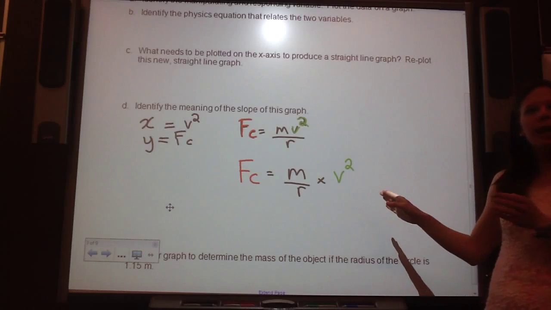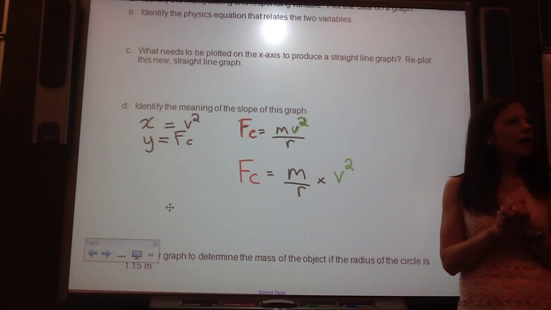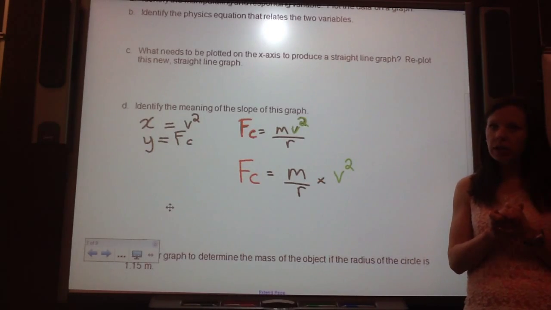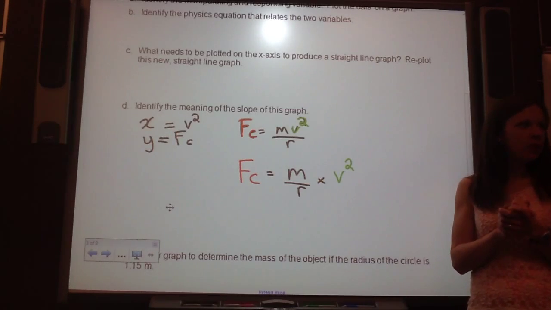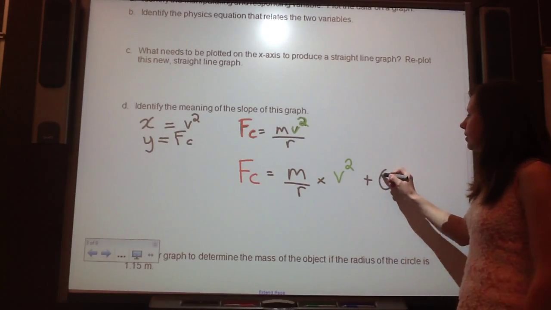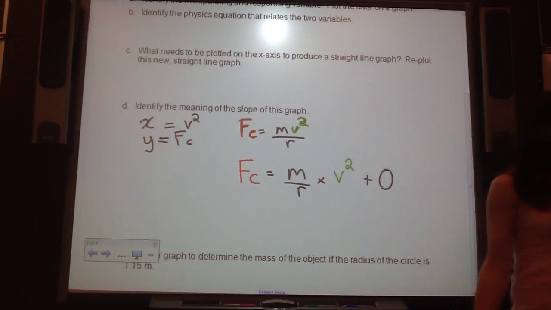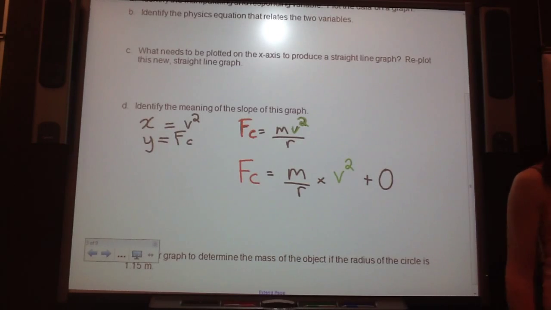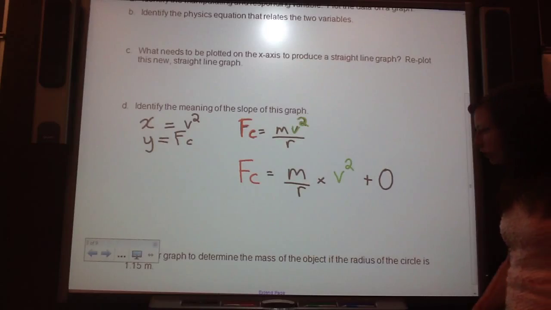So then the next step was identify anything that is added or subtracted. Are there any variables that are added or subtracted in this formula? No, indeed there's not. So if you wanted to, you don't have to, you can put plus 0 at the end and just know that your y-intercept is 0. This is totally not necessary though, but just for learning purposes.